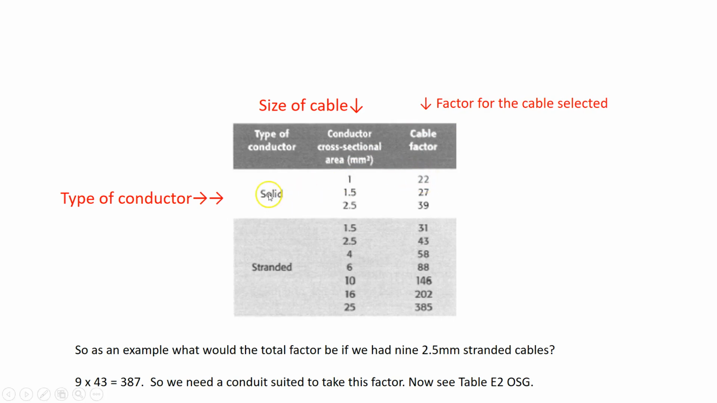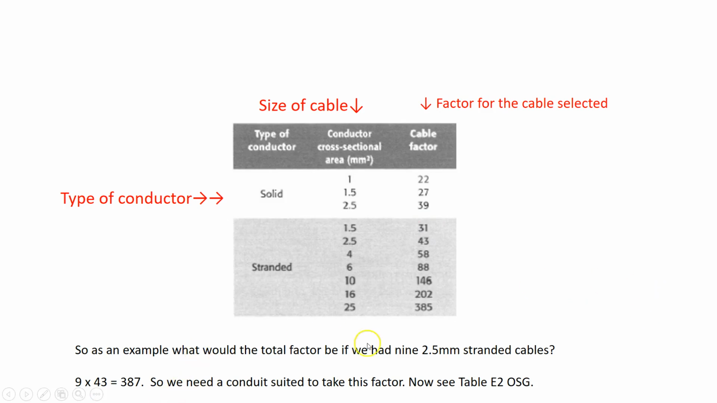Now it's quite important that you get these the right way, because as you can see here, a solid 1.5 cable has a factor of 27, but if it's stranded and still the same size, it's now got a factor of 31. So it makes a difference.